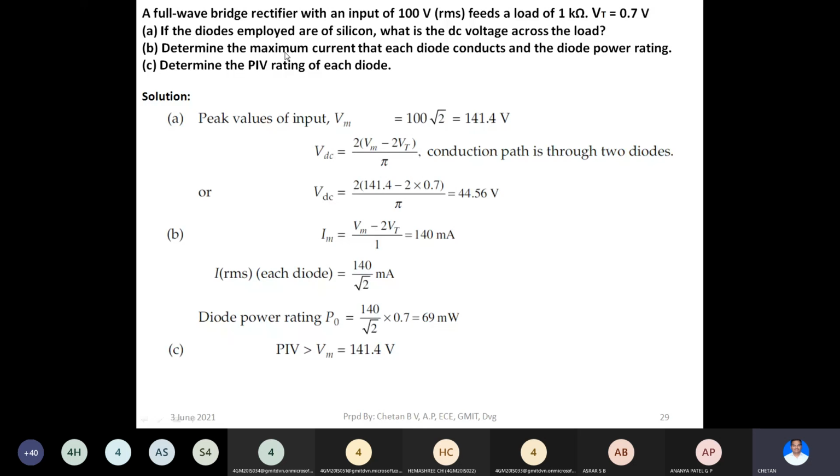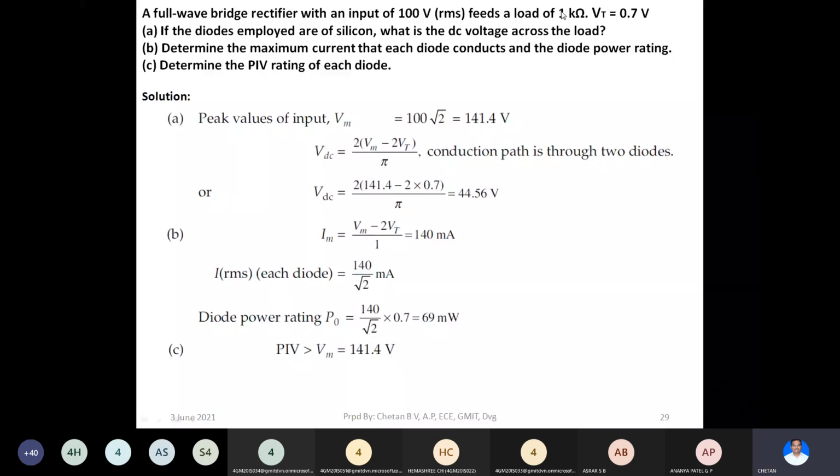Next is to determine the maximum current, right? So we know that maximum current Im equals Vm by RL. In place of Vm, replace it by Vm minus 2 Vt, as the diodes are not ideal, right? So Im equals Vm minus 2 Vt divided by RL. RL is 1 kilo ohm, right?